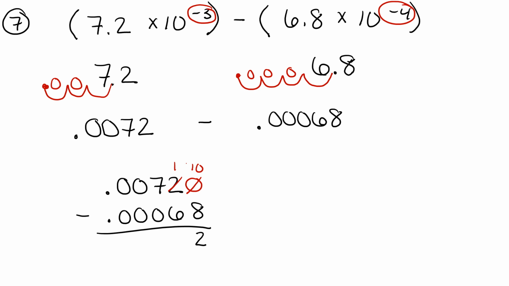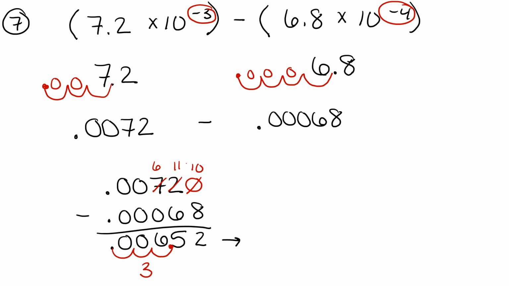We cannot solve 1 minus 6, so we're going to have to borrow again. The 7 becomes a 6, and the 1 becomes an 11. 11 minus 6 is going to give us 5, and 6 minus 0 gives us 6. Our zeros subtract straight down to give us 0. Our answer would be 0.00652.